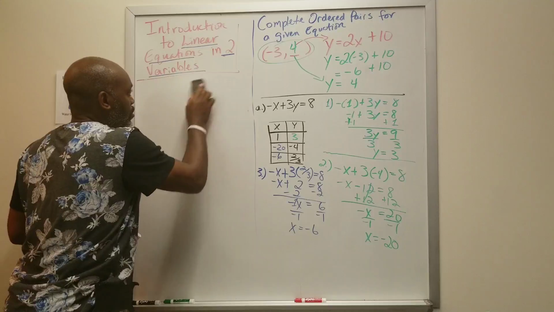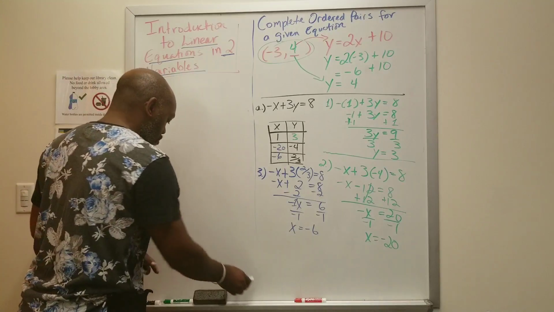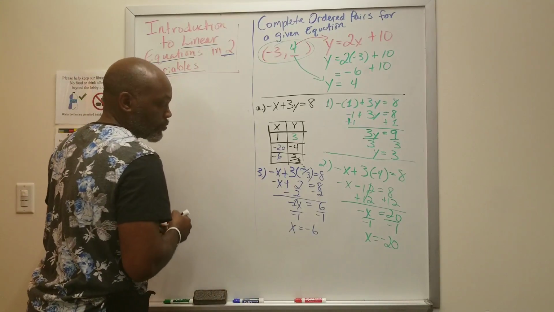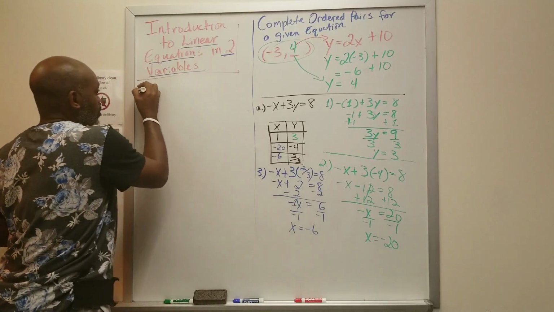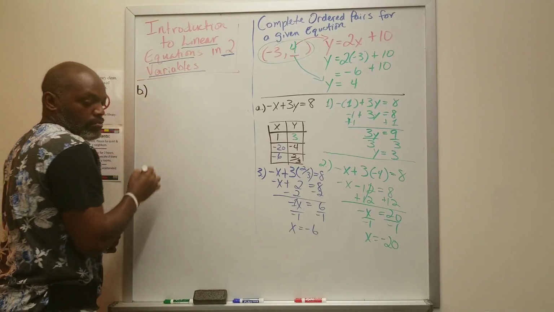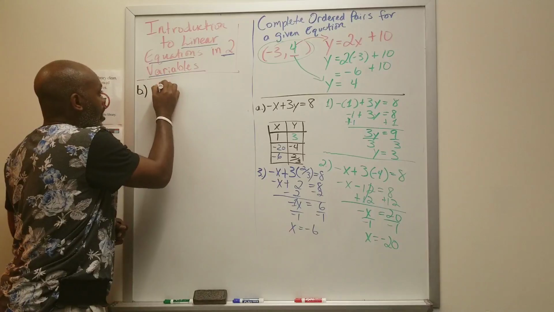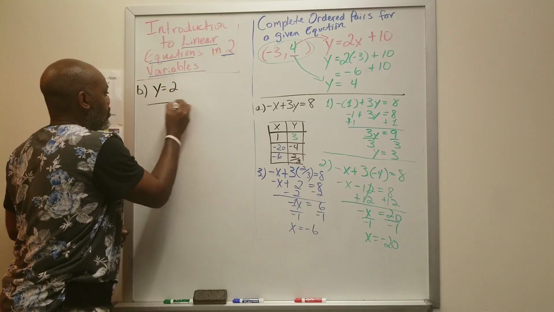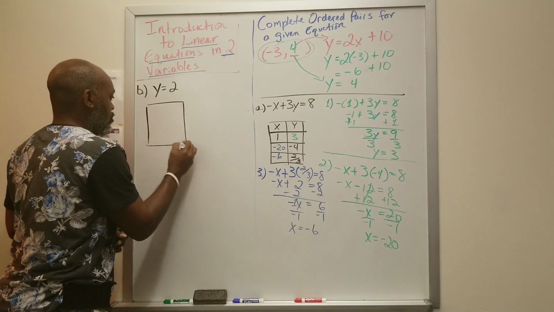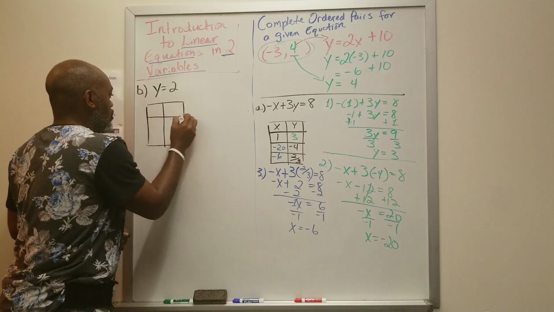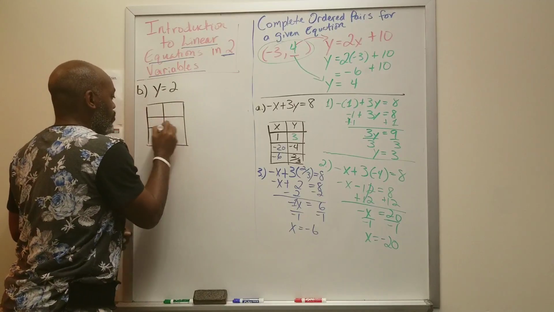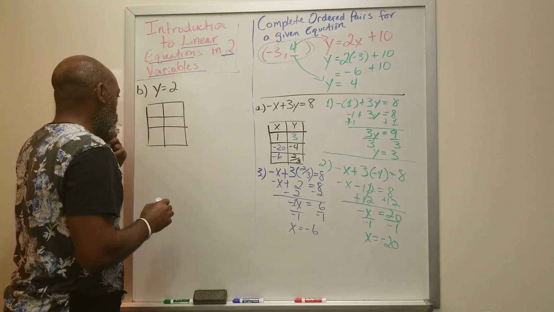Okay. Then we have another example of a table where it says y equals 2, and then they give us a table to complete. They're saying that y will always be 2. Y will always equal 2.